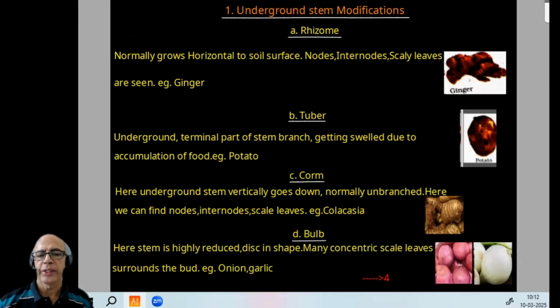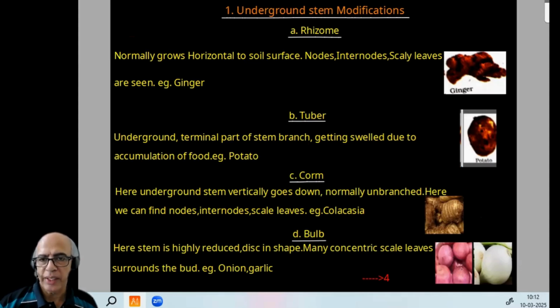Typical example is colocasia. And the next underground stem modification is bulb. Here the stem is highly reduced and probably disc shaped. We can also find many concentric scale leaves surrounding the bud. Typical examples are onion and garlic, Allium cepa, Allium sativum, Liliaceae, monocot. That is regarding underground stem modification: rhizome, tuber, corm, bulb. Only that much is needed since there is no diagram or anything mentioned in the new edition of NCERT. The previous edition had a lot of things.